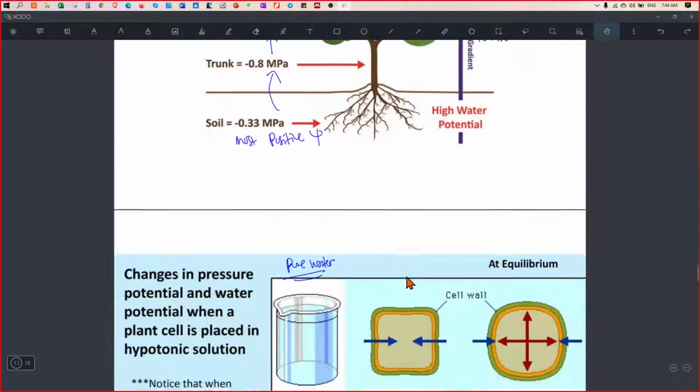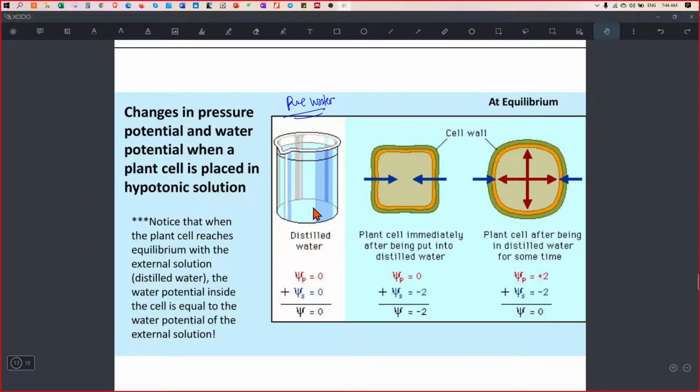So with this pure water, not only is it pure, it is still, meaning that it's not moving. So the pressure potential is zero, the solute potential is zero, and the total water potential is also zero.